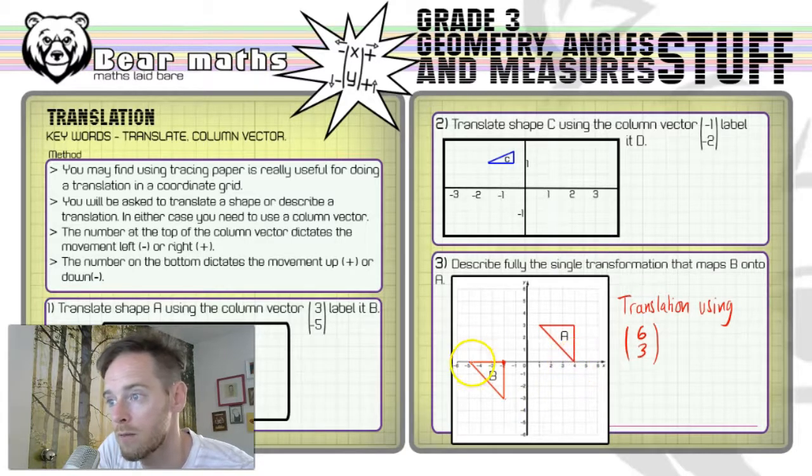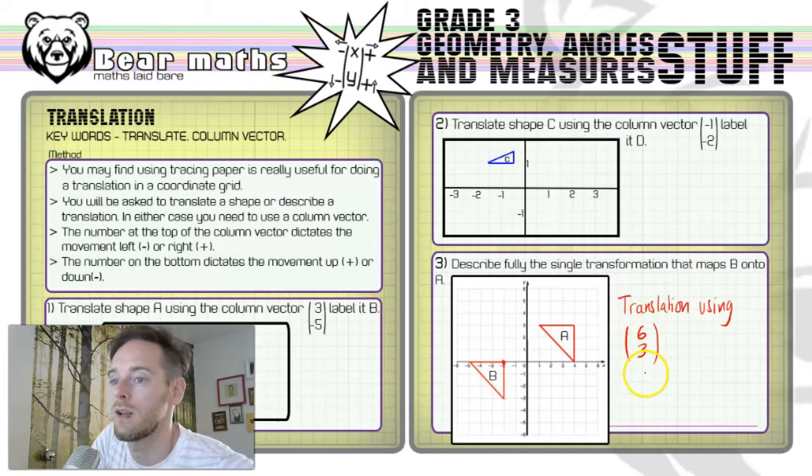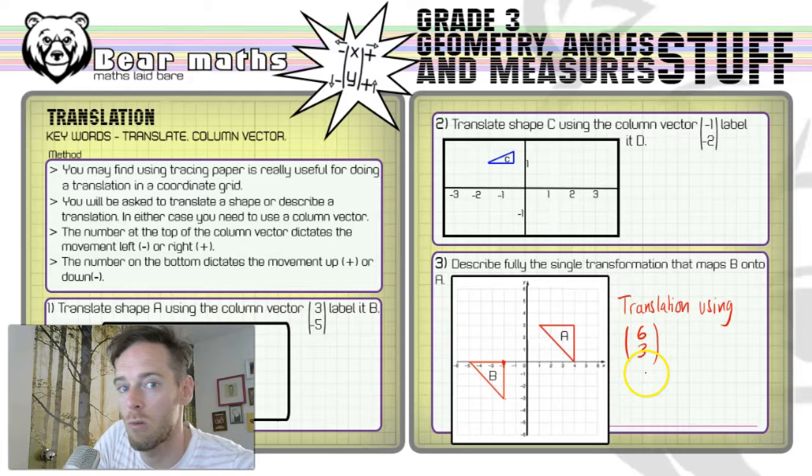Okay, and if you wanted to go from this one to the corresponding one over here, 1, 2, 3, 4, 5, 6, 1, 2, 3. Okay, so it's definitely a translation using this particular column vector. Now, if we wanted to go from A to B, that would be -6, -3. Okay, -6, -3 would get us from A to B, the exact opposite of 6 and 3 in the long brackets there. All right, hopefully all of that makes sense to you.